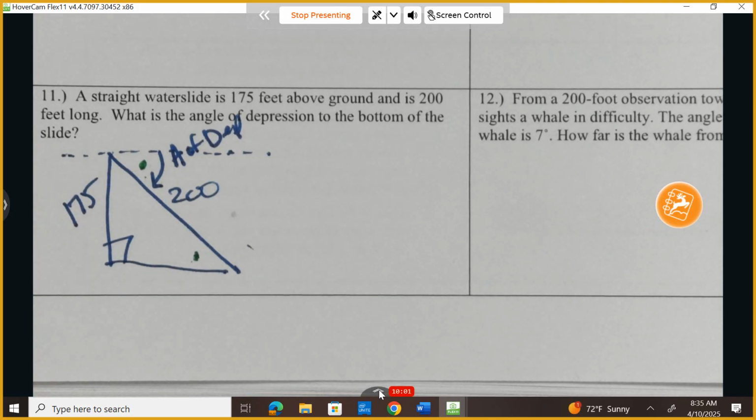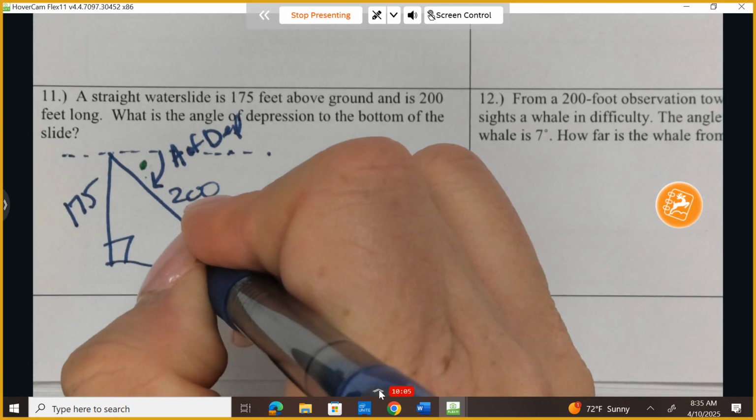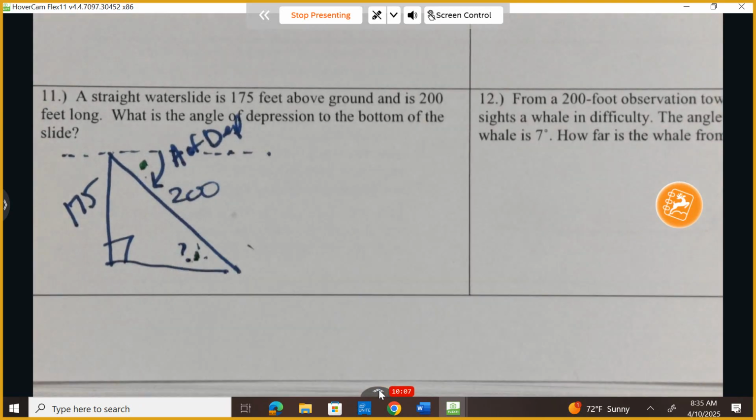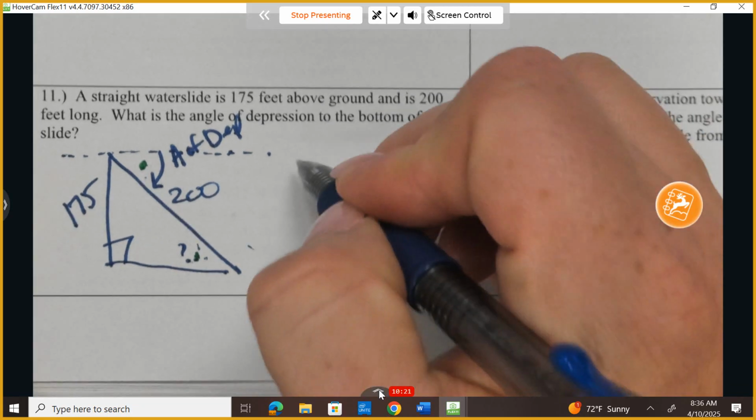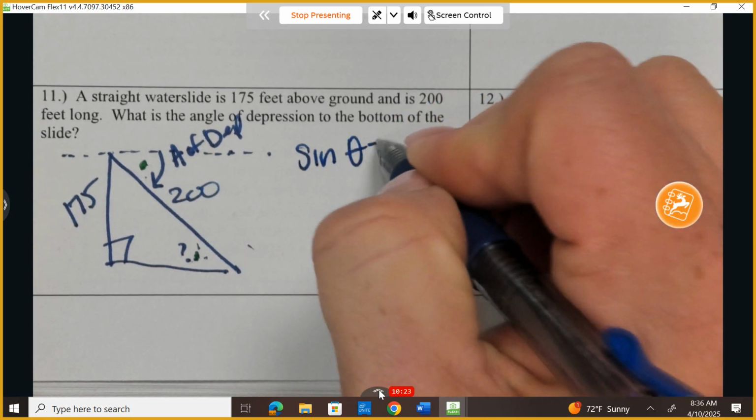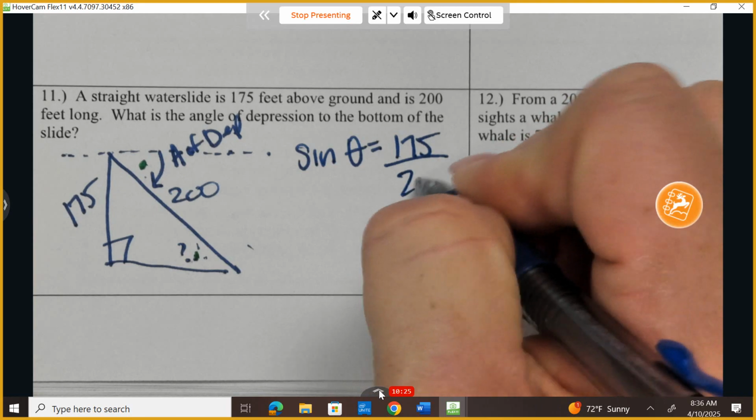All right, next up, I'm going to call on random people. Care Bear, in order to find this angle, because I know those two are going to be congruent angles, do you think I would use sine, cosine, or tangent, and what is your reasoning? Okay, she did sine because it's opposite over the hypotenuse. It's great reasoning. Here we go. Sine of this angle equals 175 over 200.